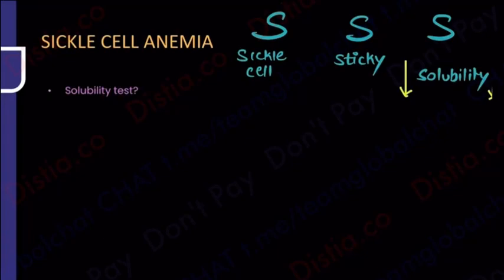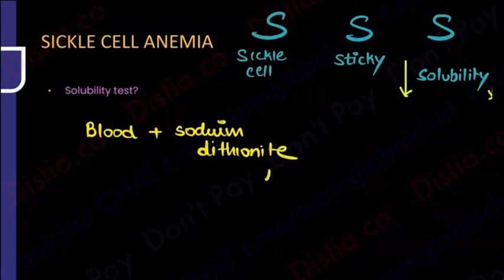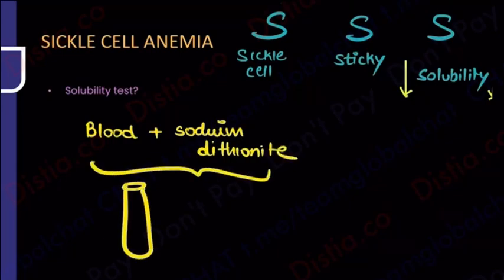What do I mean by that? Let's do a recap of it. Not only are they sticky, but their solubility is also low, which means that when I take the blood, I will add, this time in a test tube, the same chemical, sodium dithionite. What will sickle cells do? Now if I add blood over here and I add sodium dithionite, what happens? You added blood and you added sodium dithionite.